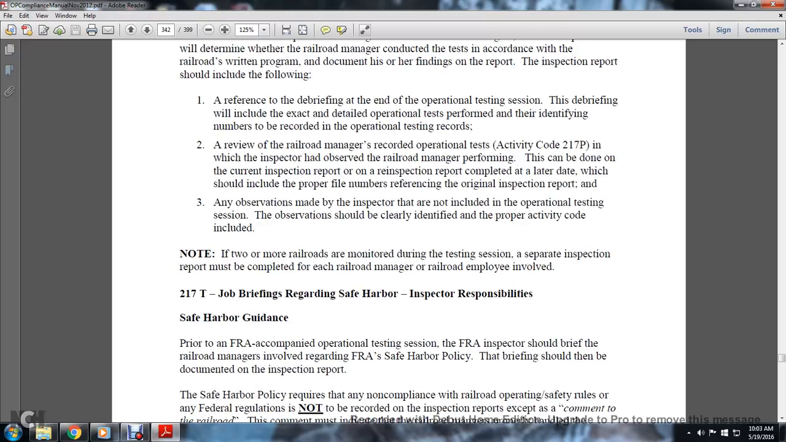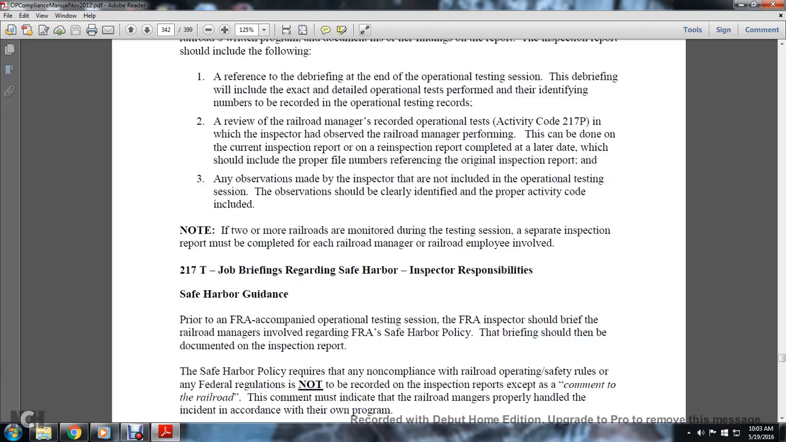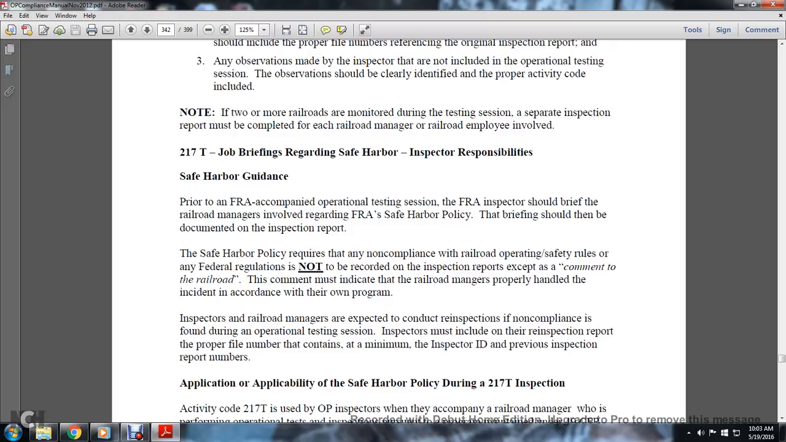Note that if two or more railroads are monitored during the testing session, a separate inspection must be completed for each railroad manager and railroad employee involved. 217T job briefing regarding safe harbor inspection responsibility and safe harbor guidance. Prior to accompanying the railroad on the operational testing session, the FRA inspector should brief the railroad managers regarding the FRA safe harbor policy. The briefing should then be documented on the inspection report.